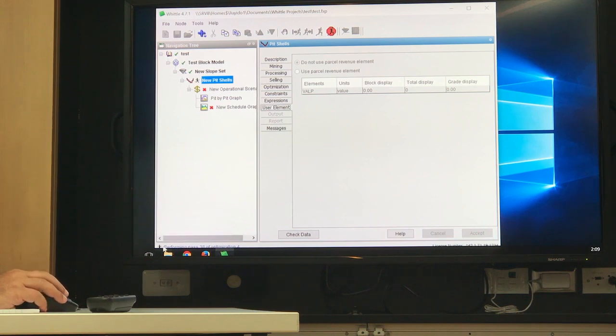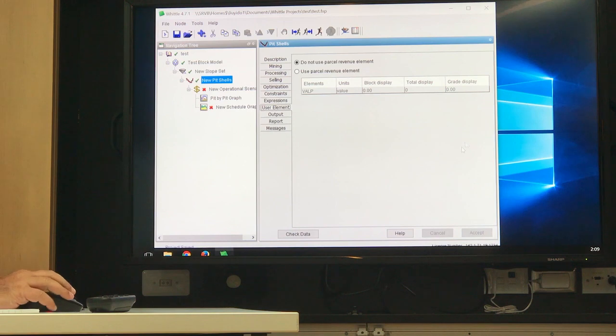How long does this usually take? Depends on the size of the block model. If you have a very big block model, it might take hours. In this case, it's going to be probably around 1 minute. It also depends on the computer, obviously, yes.